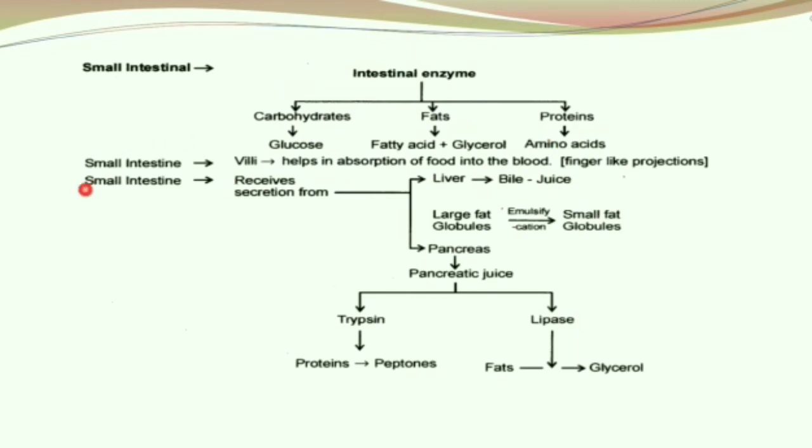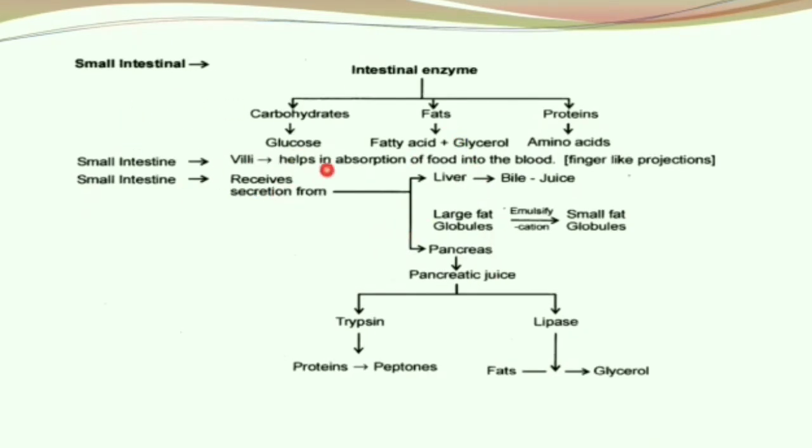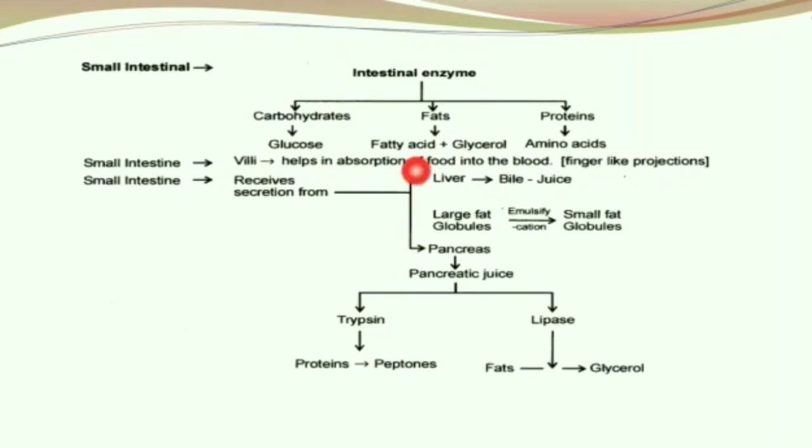The small intestine receives secretion from the liver and the pancreas. The villi help in absorption of food into the blood. These villi are finger-like projections. The liver secretes the bile juice and the pancreas secretes the pancreatic juice.